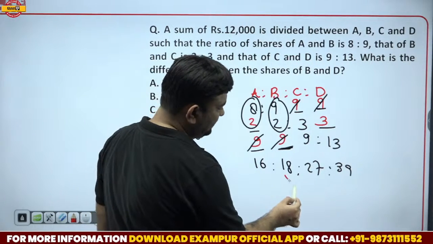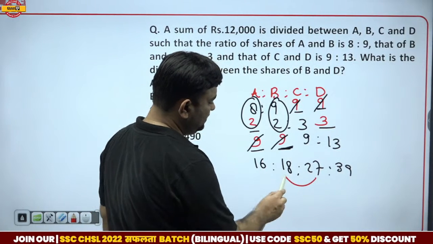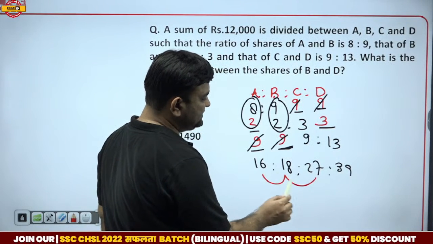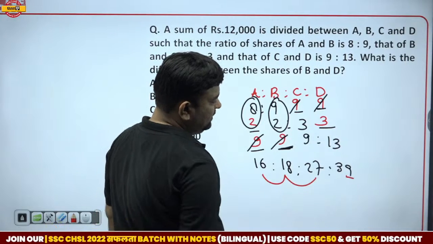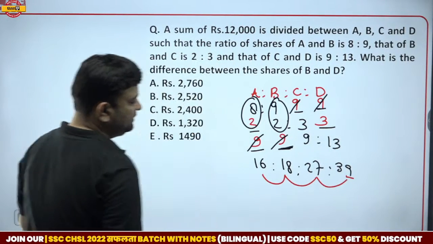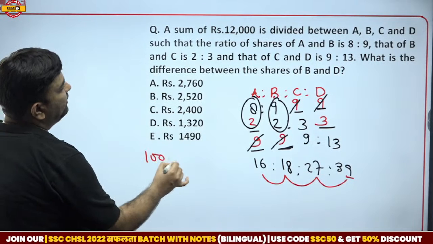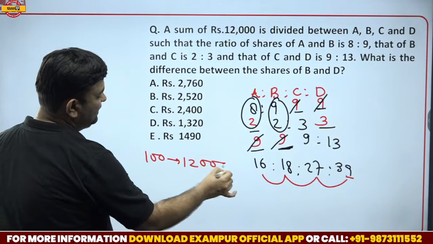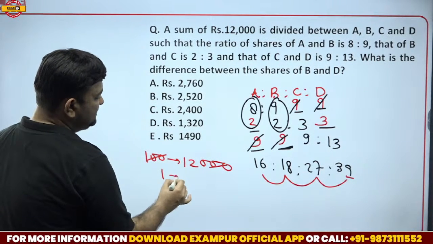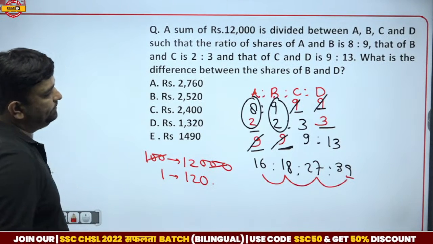Total is 45, 51, 61, 70 plus 30, 100. 100 is given as 12,000. So 1 is equal to 120.